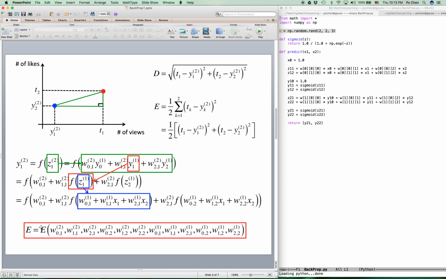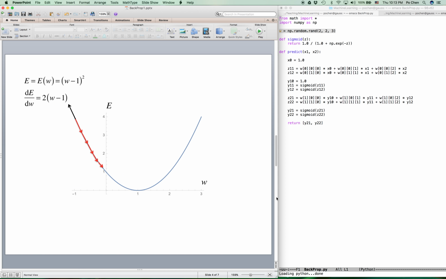But let's think about a simpler problem. In this simpler problem, the error term E only depends upon a single weight W, right? And the dependence here is very simple. The dependence is E equals W minus 1, and then the whole thing is squared. And W is just a single weight, right? And we can actually make a plot of this relation. The plot is just a second order curve, right?